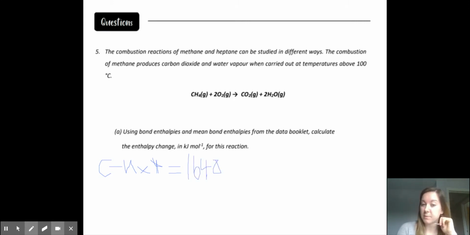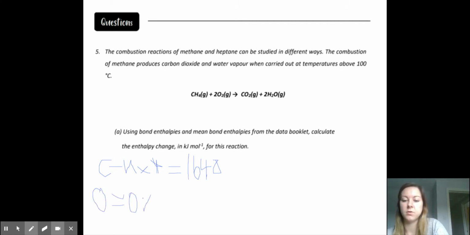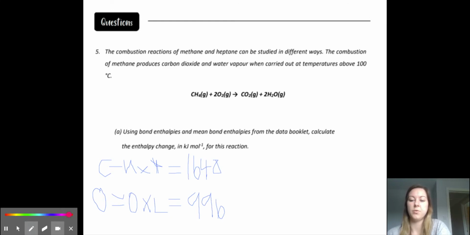I would always draw this out if I had space. Every time you get a question, if the full structural formula isn't written for you, you should always draw it out. If you try and do it just from the molecular formula, the chances are you'll make a mistake and get it wrong. The next one is we have 2 oxygen to oxygens, and that is going to give us 498 times 2, which is 996.